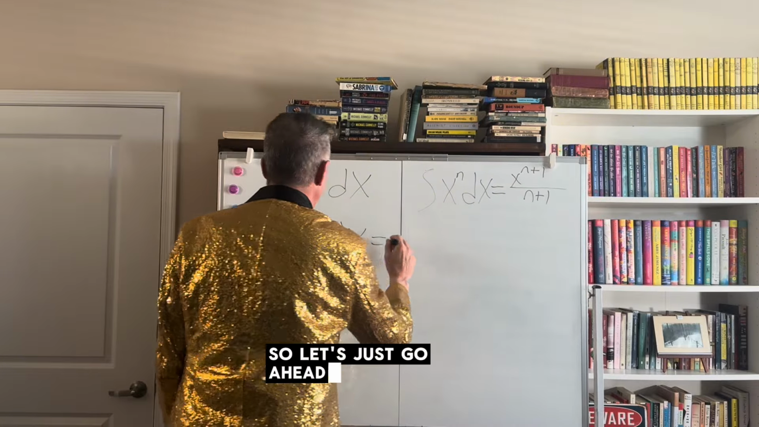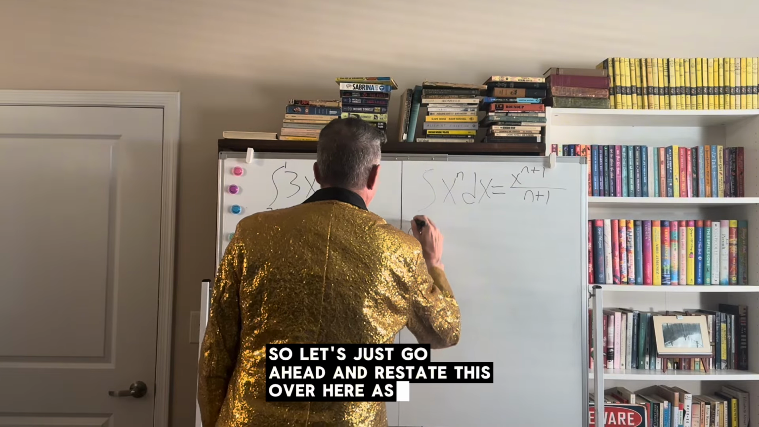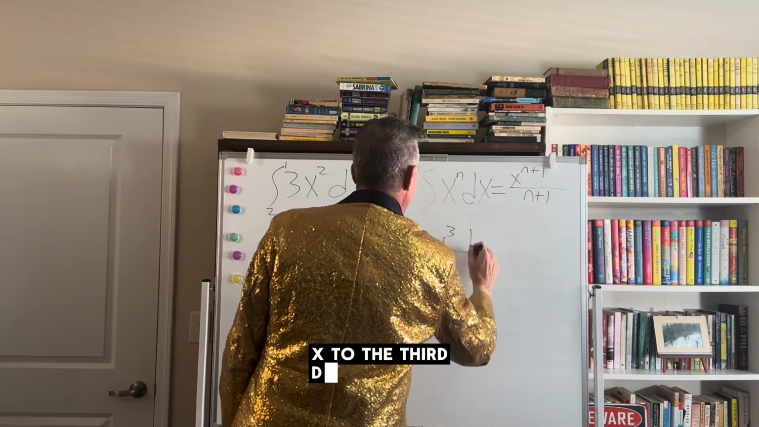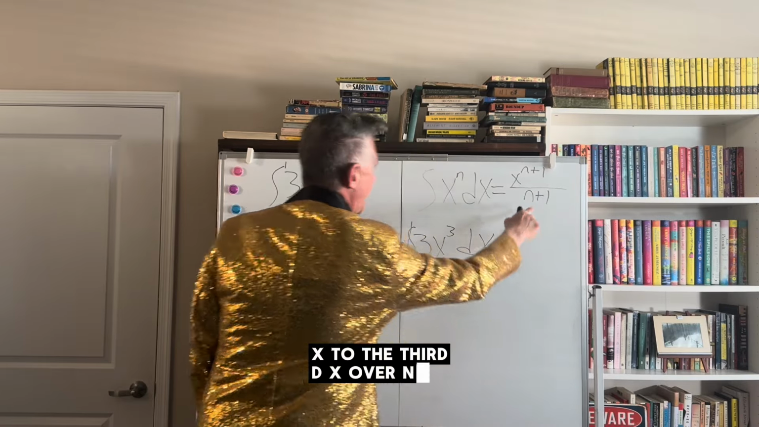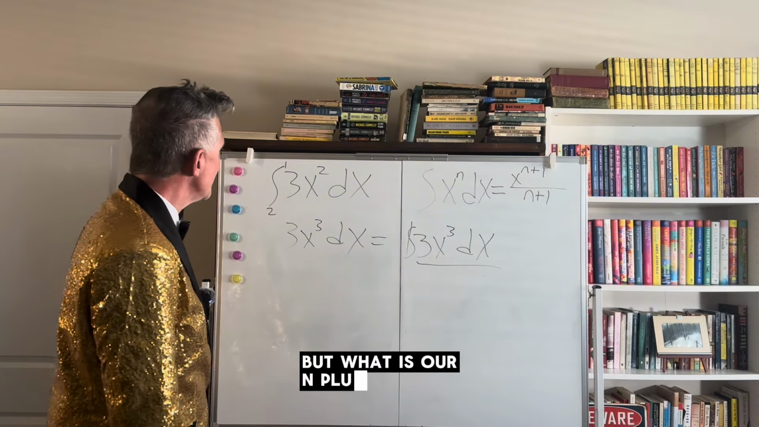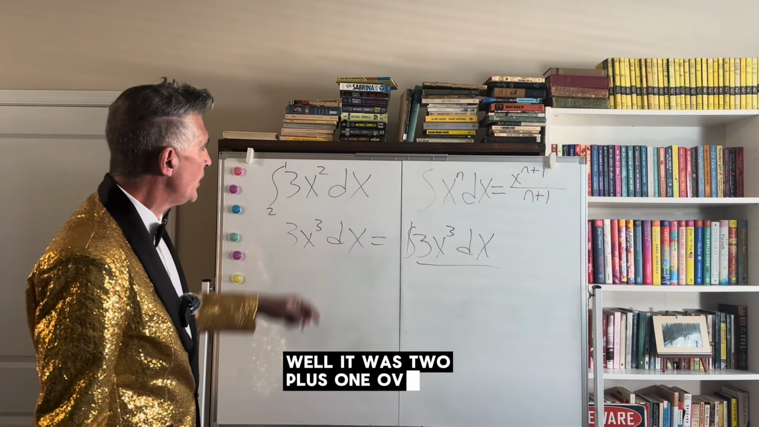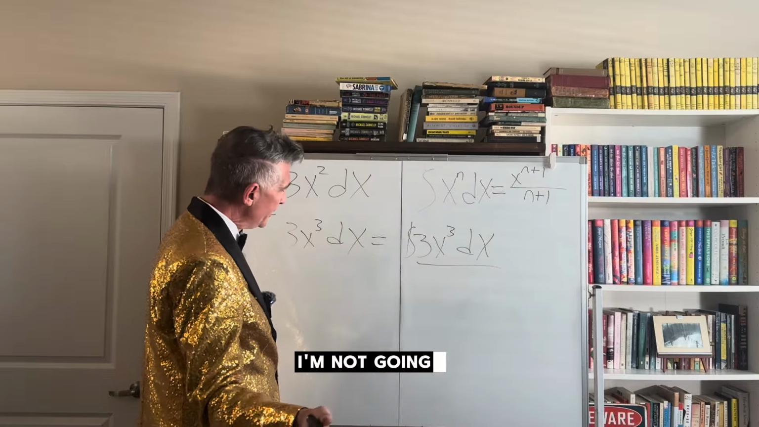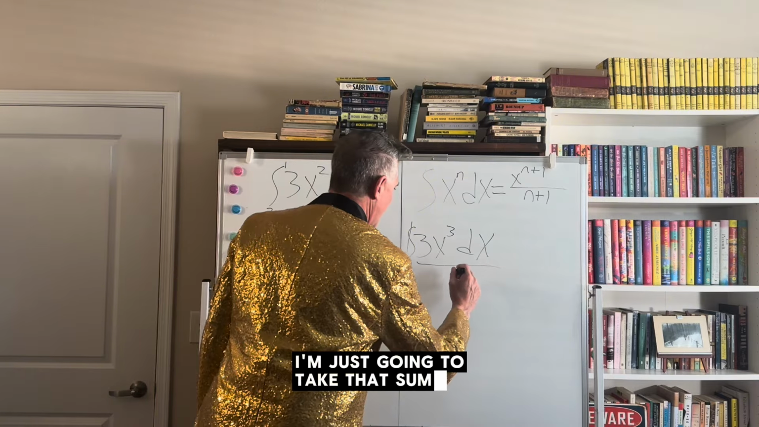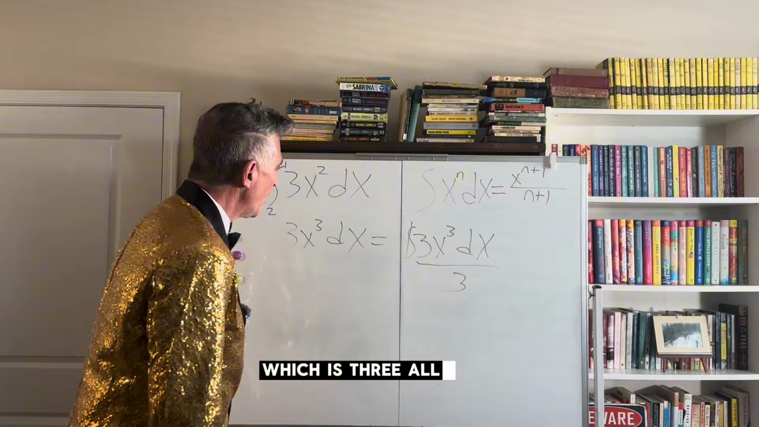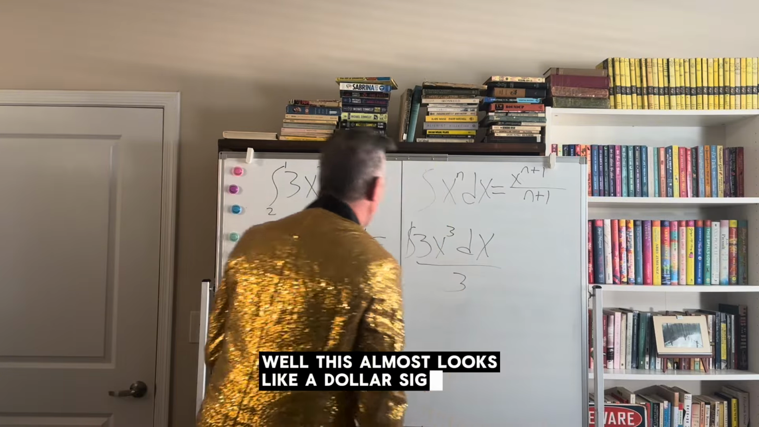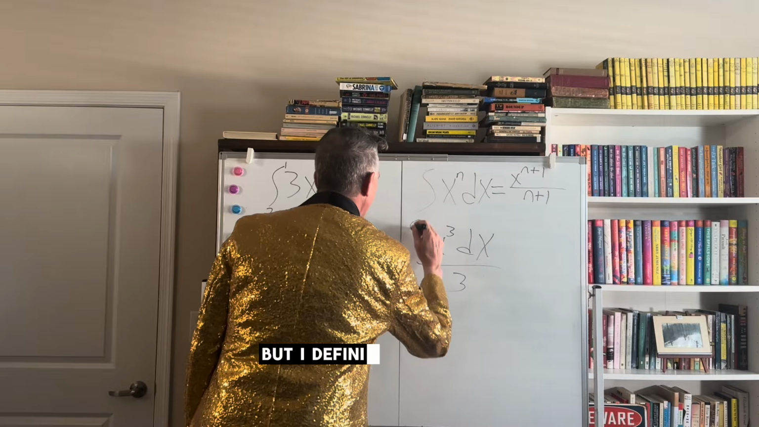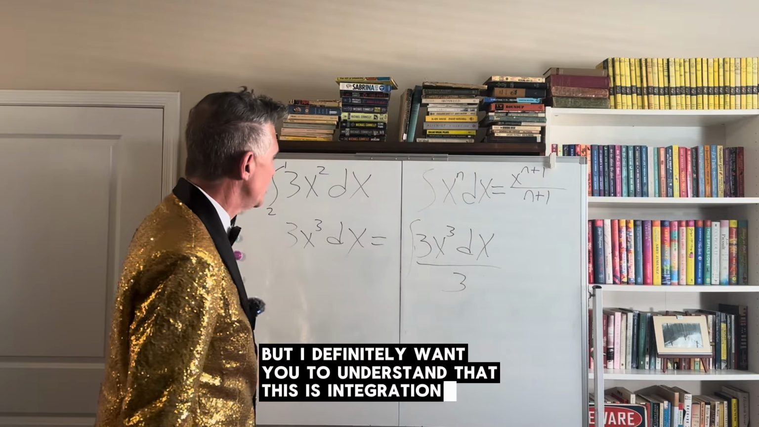So let's restate this as x to the third dx over n plus 1. Well, what is our n plus 1? It was 2 plus 1 over here, so it's going to be 2 plus 1 down here. I'm not going to write that, I'm just going to take that sum, which is 3. This almost looks like a dollar sign, but I definitely want you to understand that this is integration, not dollars.